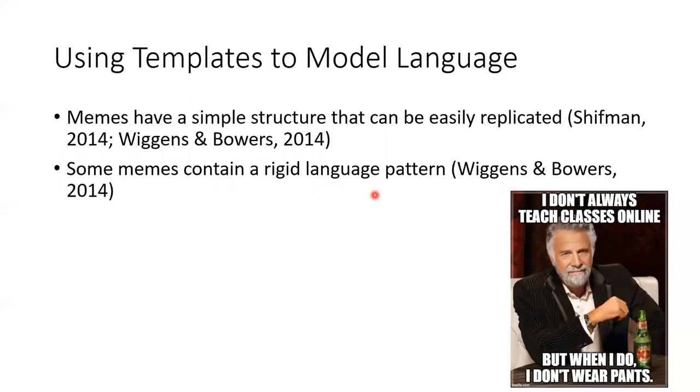Like sometimes the pattern is just some kind of concept, and other times it's just straight up the language in the meme makes the meme. And that's the case with the most interesting man in the world. They always have, I don't always something, but when I do something. And here's my example completed now. I don't always teach online classes, but when I do, I don't wear pants. It's a very interesting fact. That may or may not be true.